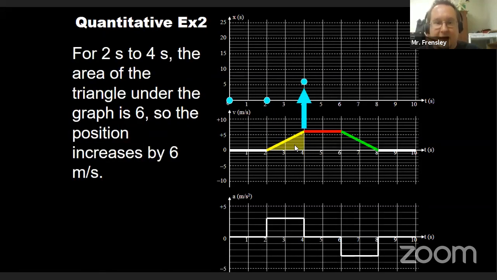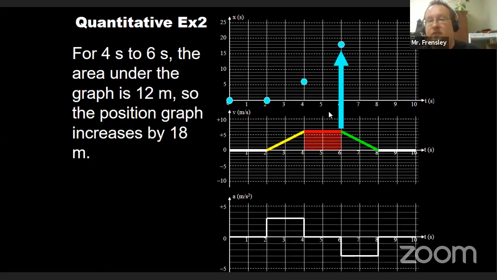The area for the yellow is 6, so I advance forward 6 meters. The red area is 12, so from 6, I advance forward. So it's a 12-meter play. If the ball was on the 6-meter line and you just did a 12-meter play, then now the ball is on the 18-meter line.